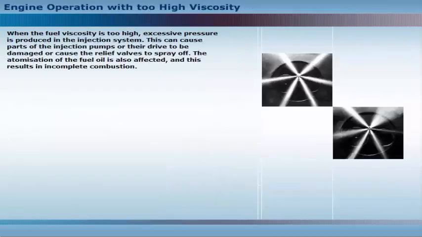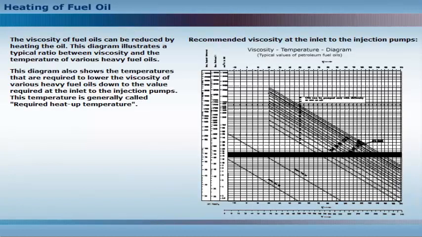When the fuel viscosity is too high, excessive pressure is produced in the injection system. This can cause parts of the injection pumps or their drive to be damaged or cause the relief valves to spray off. The atomization of the fuel oil is also affected, and this results in incomplete combustion. The viscosity of fuel oils can be reduced by heating the oil.